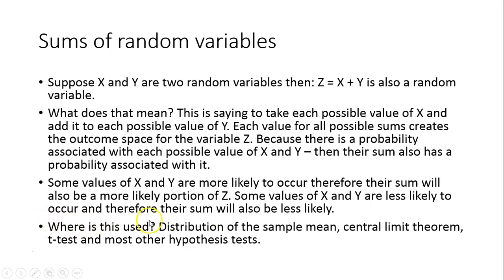So where is this used? Why is this sum of random variables important? This is actually very, very important because this is used in what's called the distribution of the sample mean. In the book, they call it the sampling distribution. It's also used in the central limit theorem, t-tests, and other hypothesis tests. So it's very important to understand what is happening here, okay?